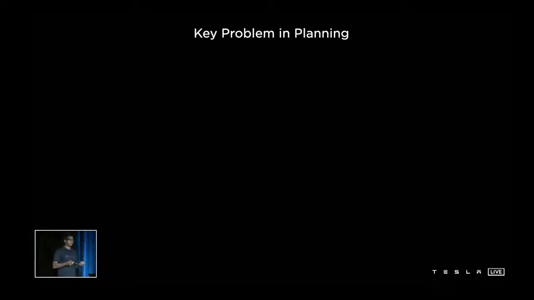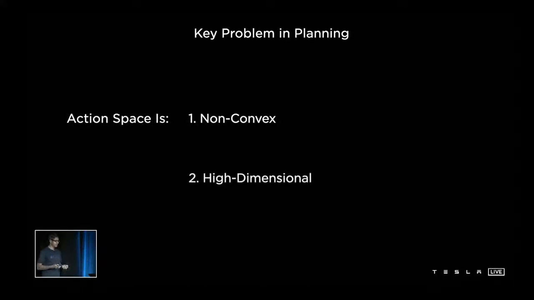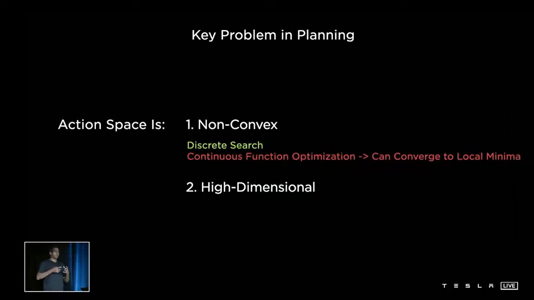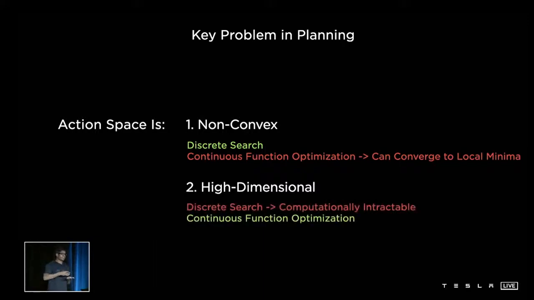What is the key problem in planning? Number one, the action space is very non-convex. And number two, it is high-dimensional. What I mean by non-convex is there can be multiple possible solutions that can be independently good, but getting a globally consistent solution is pretty tricky. So there can be pockets of local minima that the planning can get stuck into. And secondly, the high dimensionality comes because the car needs to plan for the next 10 to 15 seconds. It needs to produce the position, velocities, and acceleration over this entire window. This is a lot of parameters to produce at runtime.